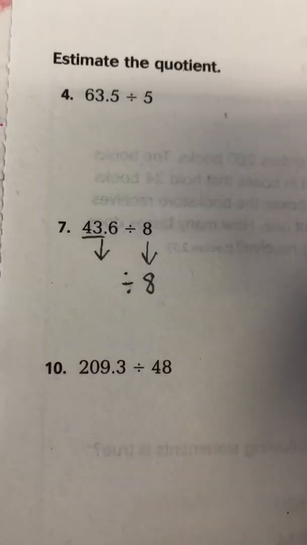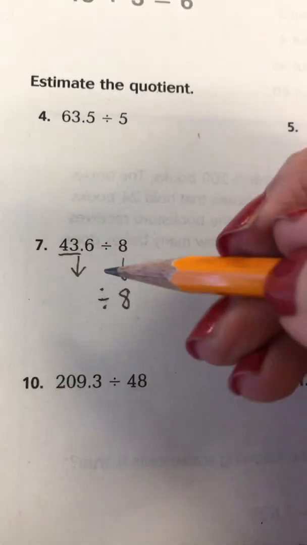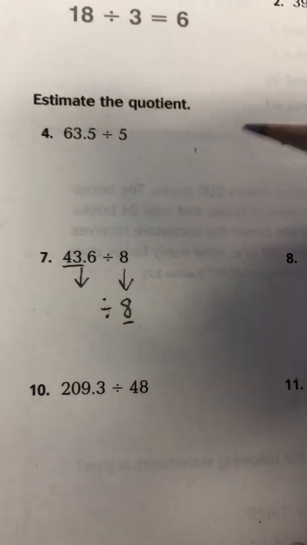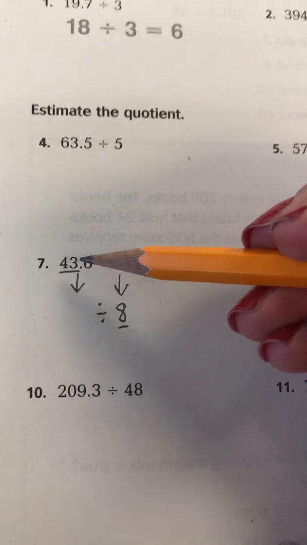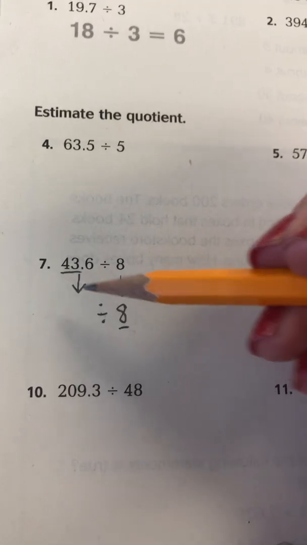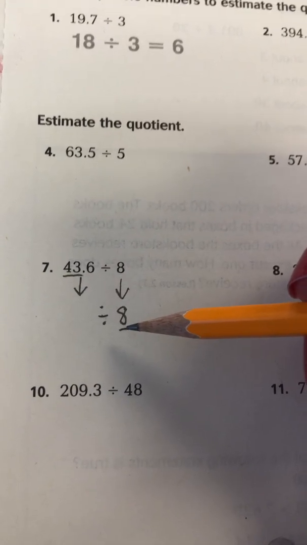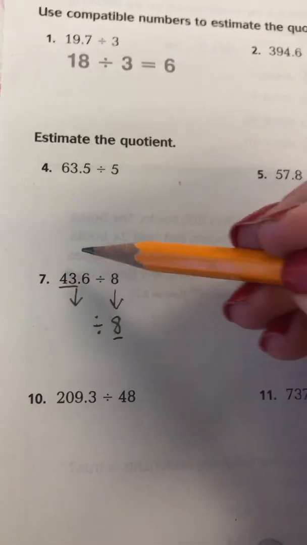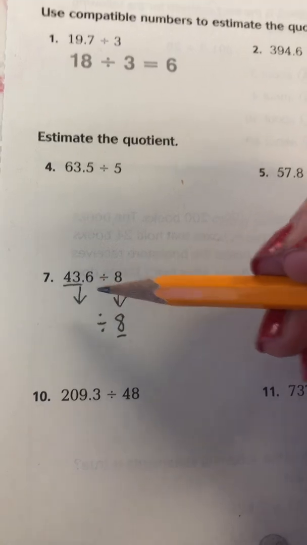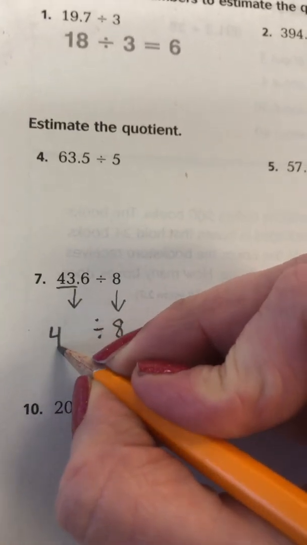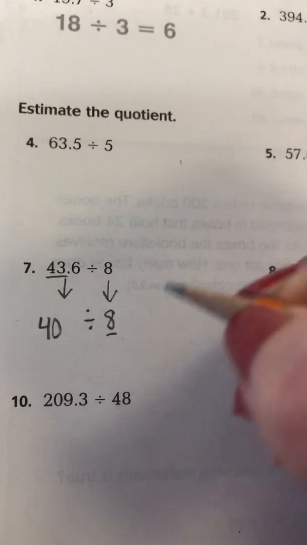So now I'm going to ask myself, what is a number close to 43 that will divide evenly with 8 with no remainder? Okay, so a number close to 43 might be 40. You could use 40 if you round 43 down to 40 because 40 does divide evenly with 8. Or you could go up to 48 because 48 also divides evenly. 48 is 5 away from 43, whereas 40 is only 3 away. So I'm going to round down. I always like to go as close to the real number as possible. So I'm going to change my 43 to a 40.